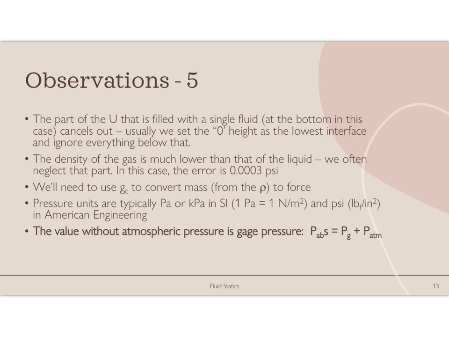If you don't include the atmospheric pressure, you have gauge pressure. If you include the atmospheric pressure, you have absolute pressure. And I apologize for this funny typo there. That's supposed to be a subscript, P sub abs.